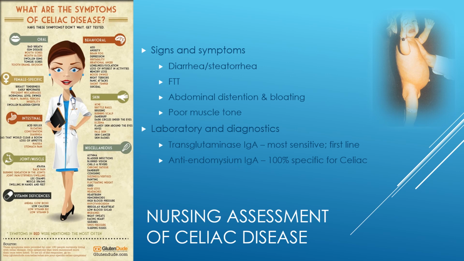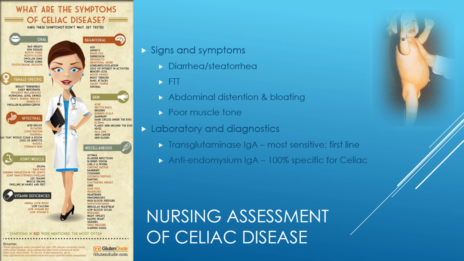Failure to thrive, weight loss, just because they're unable to absorb nutrients and foods. You'll see some abdominal distension and bloating. So you can see that picture on the right, that big belly with those tiny little legs and booty, right? That's very common. They have poor muscle tone because they just don't have the ability to build muscle because they're not absorbing the nutrients appropriately.